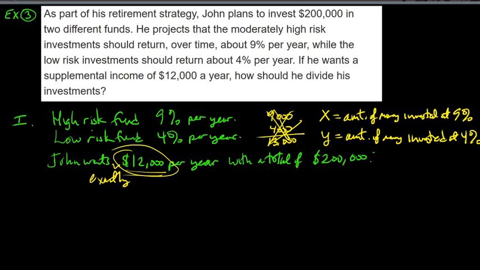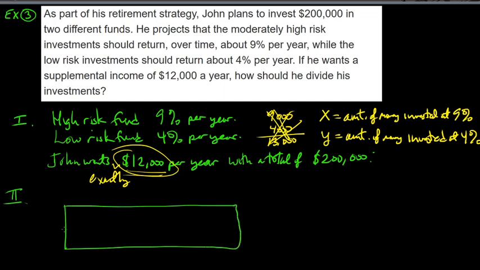So to get the equations, we're just going to use a table. So that's step 2. Again, 2 rows, 3 columns. Okay, so 2 rows and 3 columns. Let's start with the rows. For the rows, we have the amount of money that we're investing. So the amount invested.